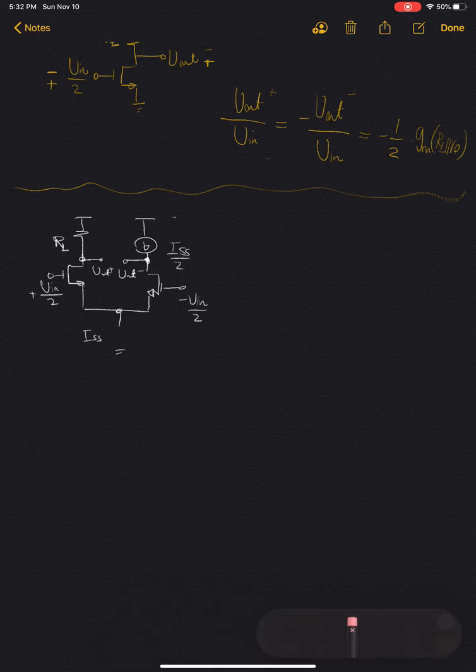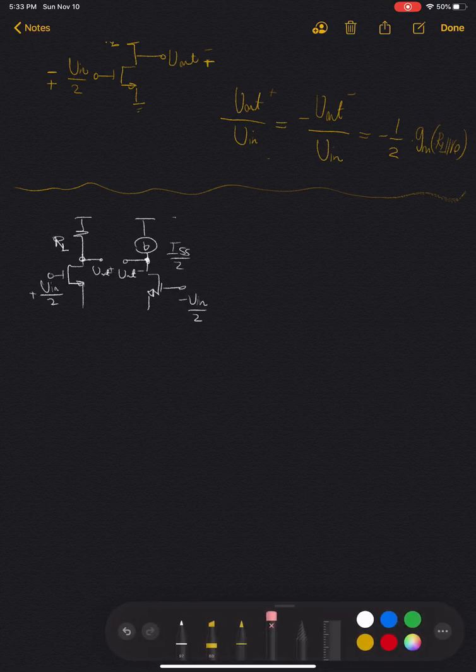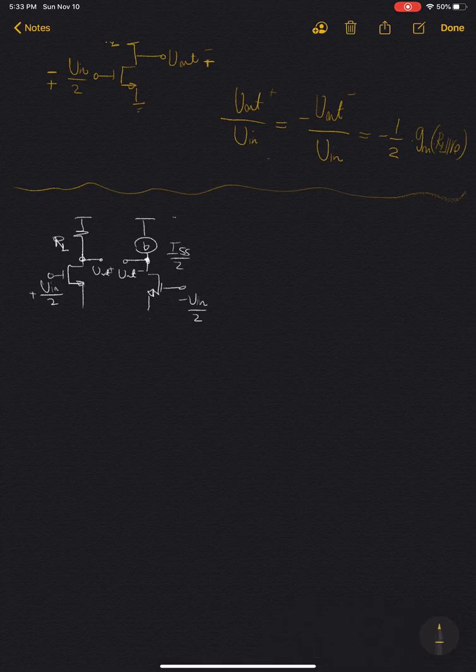We do a simple modification to the circuit. The current source can be modified or decomposed into two current sources, where each one is half of its value, namely ISS divided by 2.